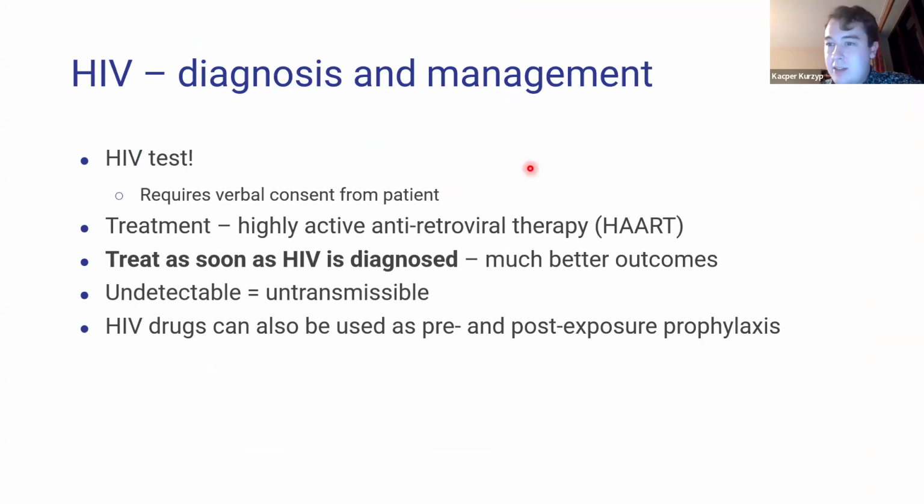For diagnosis, you want to do a test, and you will need verbal consent from the patient. You treat with highly active antiretroviral therapy as soon as HIV is diagnosed. Don't wait for the CD4 count to drop. Undetectable equals untransmissible. So an HIV positive person with an undetectable viral load does not pass the virus on through sexual intercourse, or potentially on sharing needles or things like that.